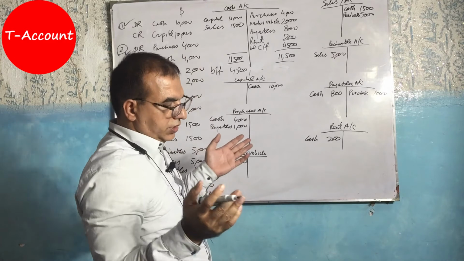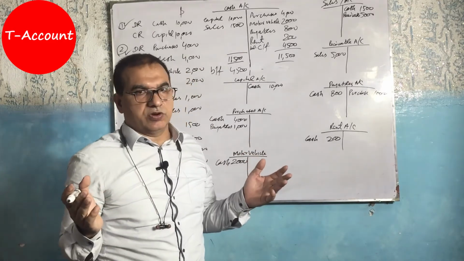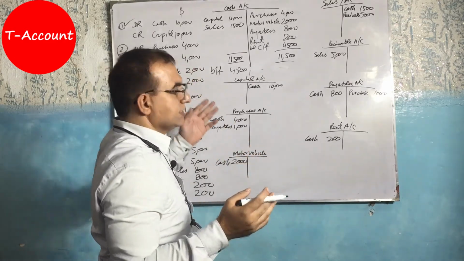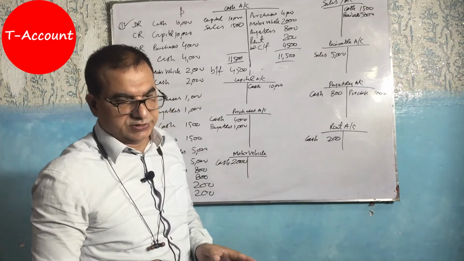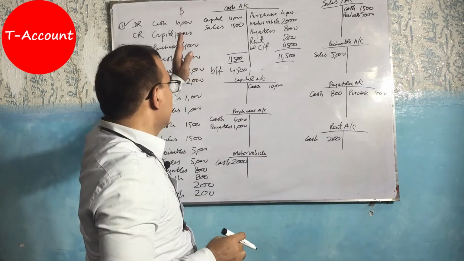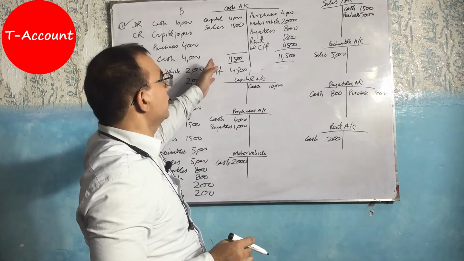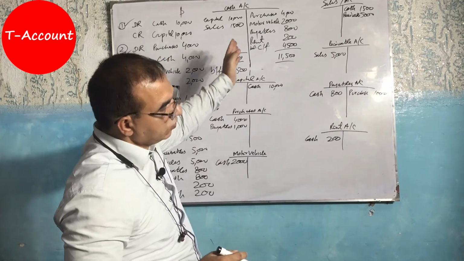Now, how do we decide this is debit balance or credit balance? Whichever side is bigger, that is the balance. Debit side bigger, debit balance. Although we write it on the opposite side.